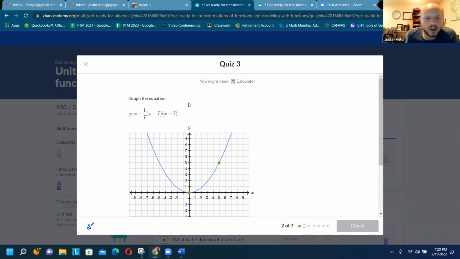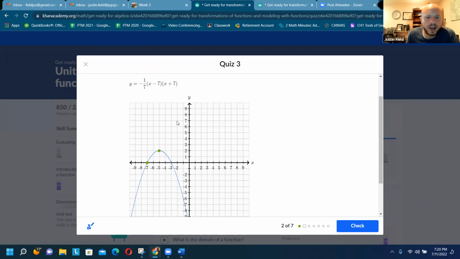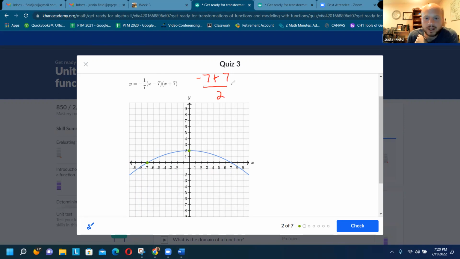Okay, so now we have a quadratic, and we know the zeros are +7 and -7. Also I know that it opens down, because there's a negative out front. And we want to know where the vertex is going to be. The vertex is right in the middle of the 2 zeros, so the vertex would be at 0. But if I didn't know that, I could have added them together and divided by 2, and that's 0.